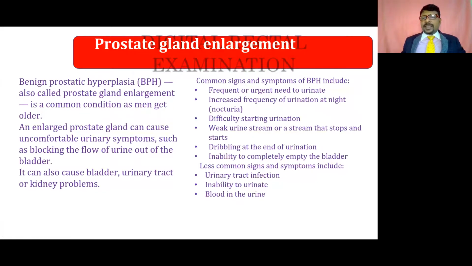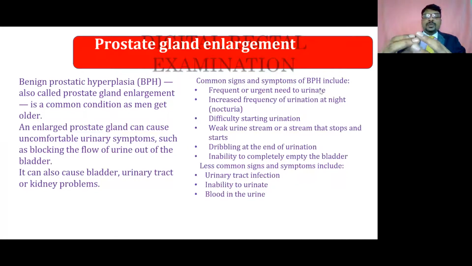And also, the common signs and symptoms of prostate enlargement include a frequent or urgent need to urinate. Sometimes they may get frequency, or incontinence, and sometimes increased frequency of urination at night time. That is called nocturia. At night they are unable to control the urine, and there are also difficulties in starting urination. So the initiation is difficult.